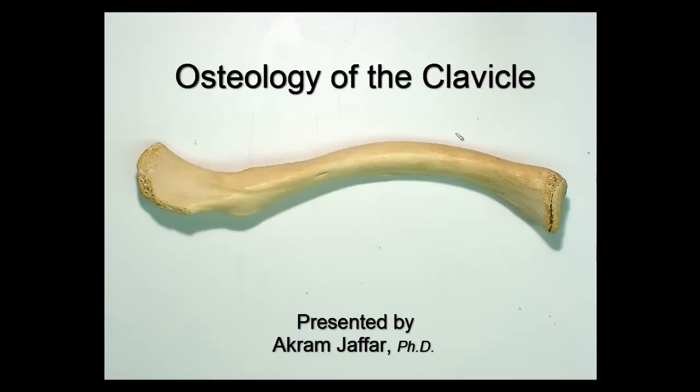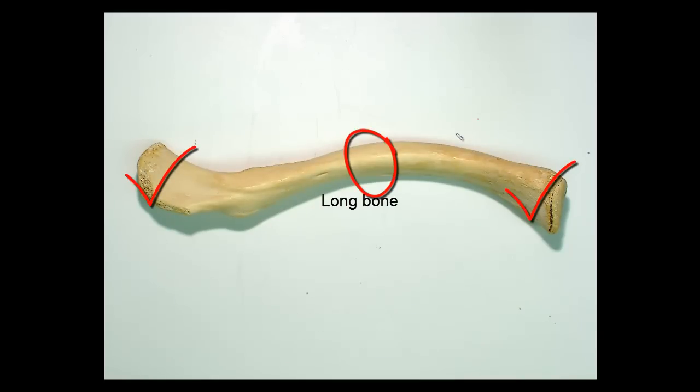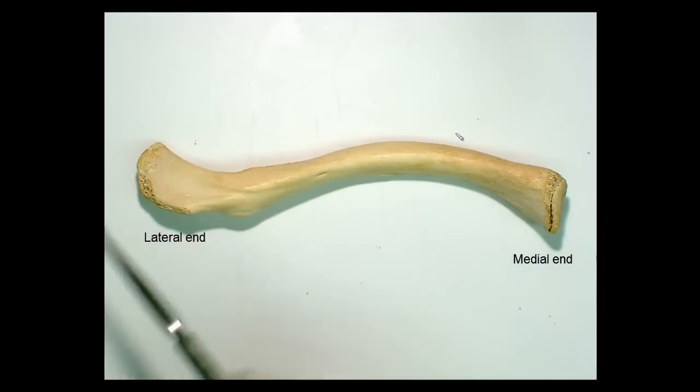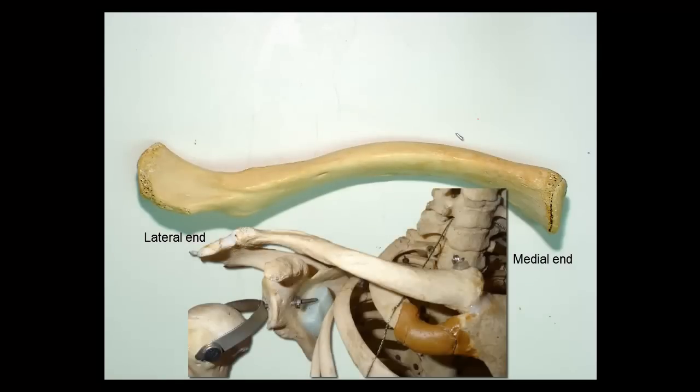The clavicle or collar bone is a long bone in the sense that it has a shaft and two distended ends. Since the clavicle lies horizontally, in this case it has medial and lateral ends. In layman's terms, it serves as a strut between the shoulder blade and the breastbone, or anatomically speaking, between the scapula and the sternum. Together with the scapula, the clavicle makes the shoulder girdle.